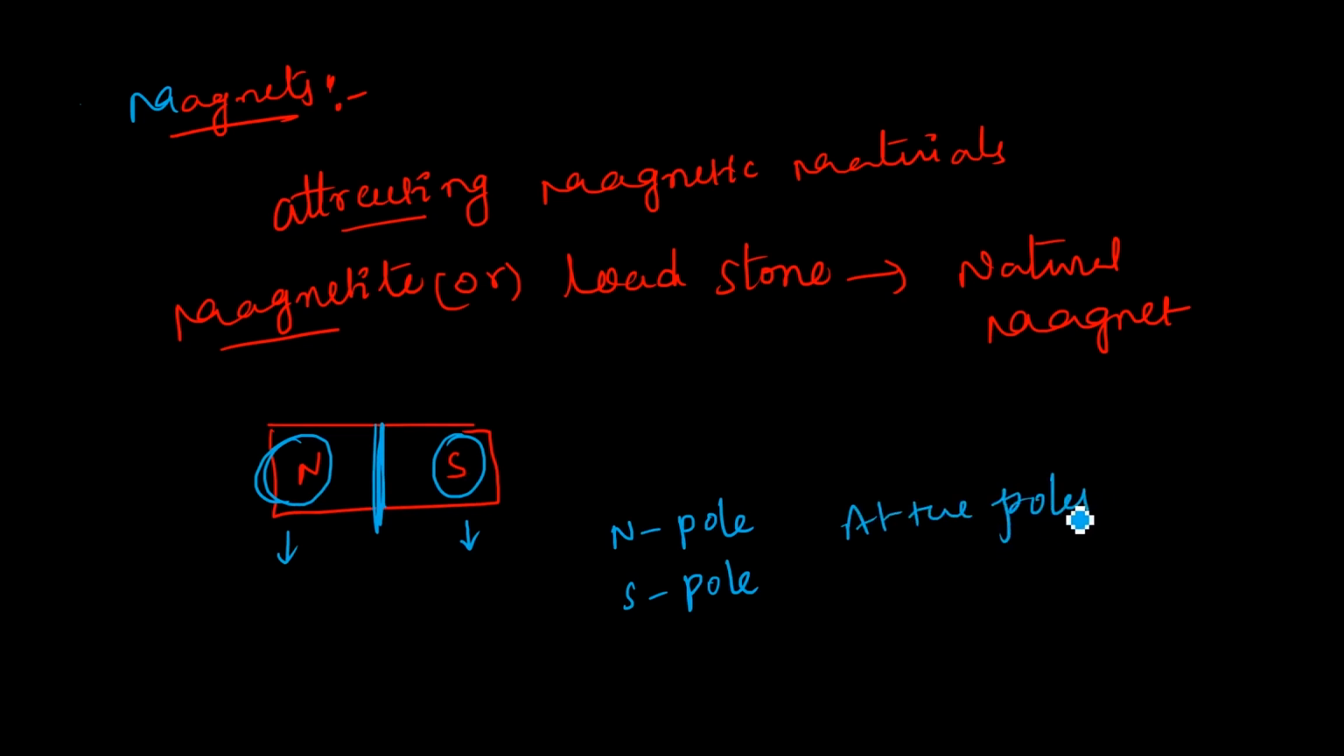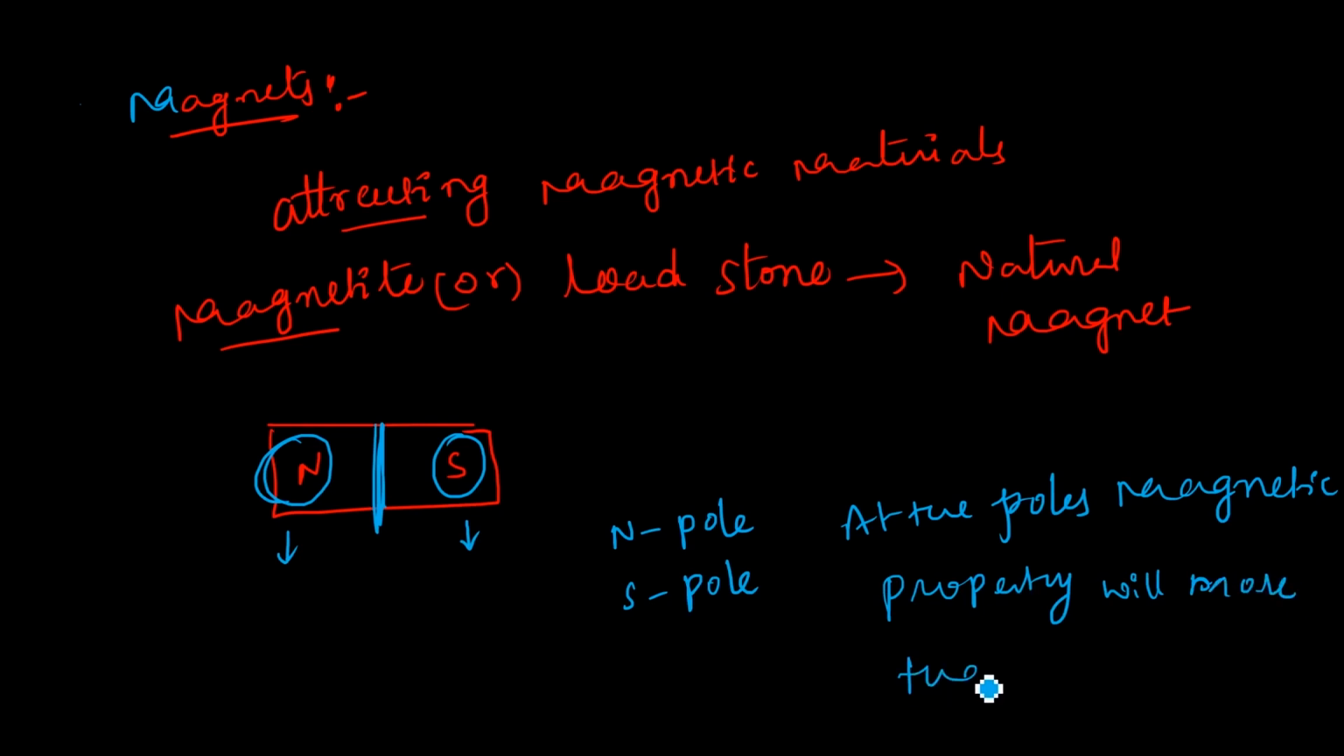The magnetic property, meaning the attracting property, will be more at the poles than in the middle of the magnet. Understood? So that is the second point. And the third point is, a magnet does not exist with a single pole, like only S or only N. It has two poles.